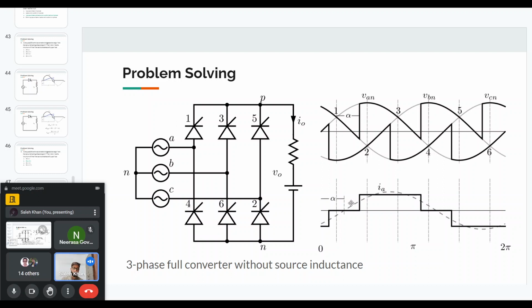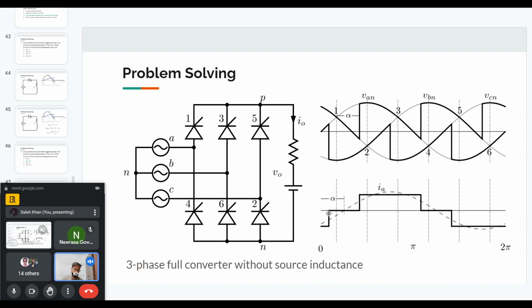If it had been diodes only, this angle would have been zero. So the fundamental of the phase current would have been in phase with the fundamental of the supply voltage. But because we have thyristors and this triggering angle, alpha is basically reflected in the fundamental of the load current. Now this was how the circuit will behave if it had no source inductance.